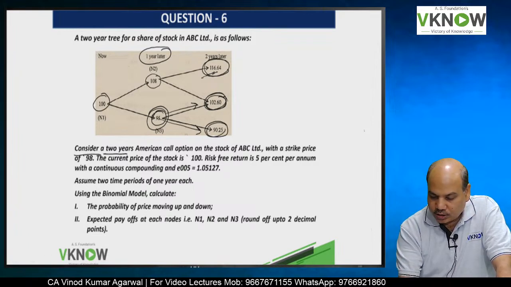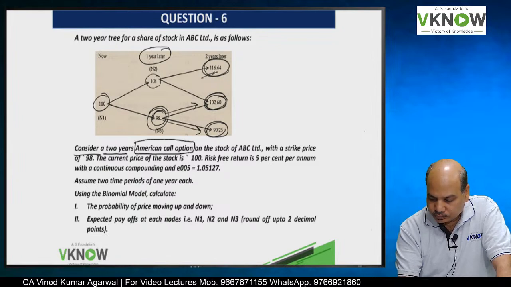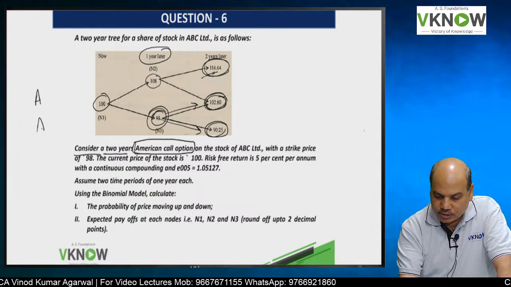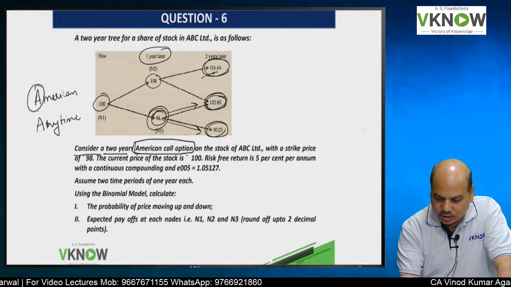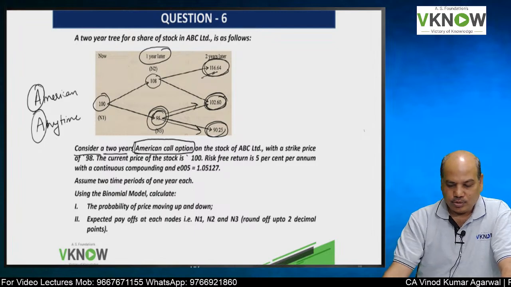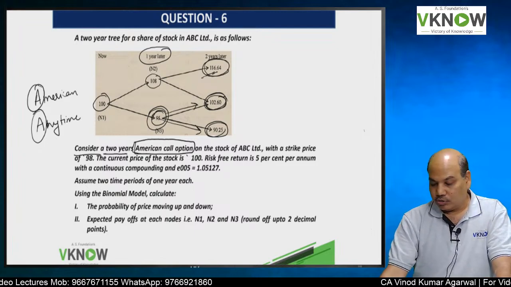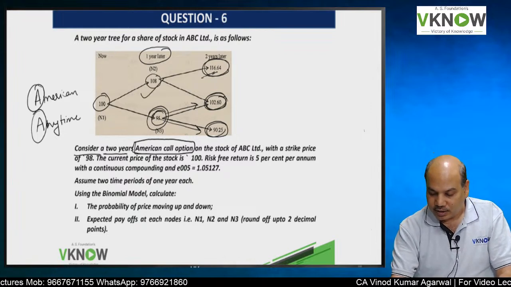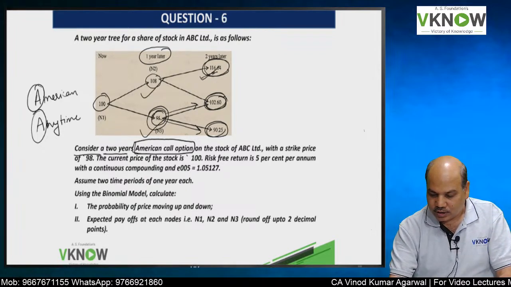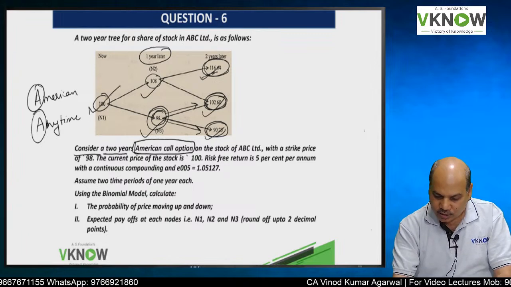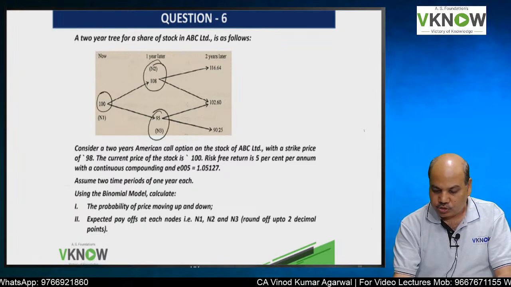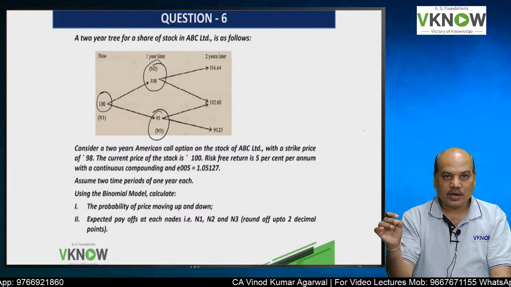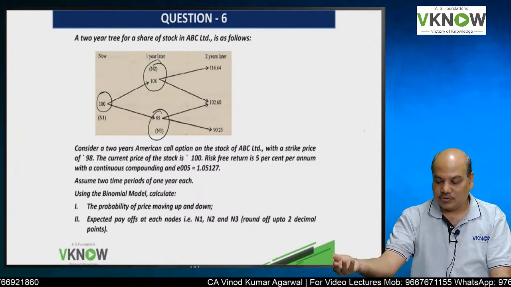Consider a 2 year, underline American call option. American option can be exercised anytime. European option only at expiry date. So you can either exercise here or here or here or even here also. At each node, we are going to check what is better: to exercise now or to exercise later.